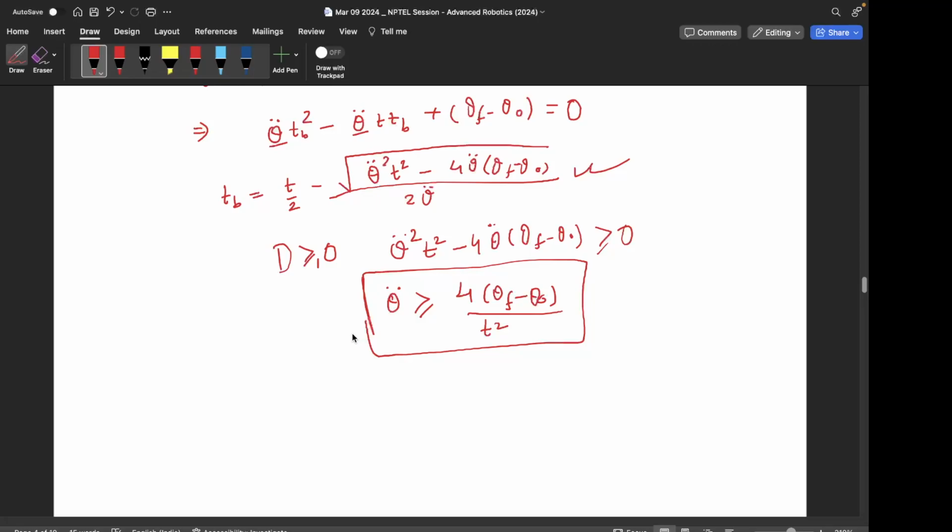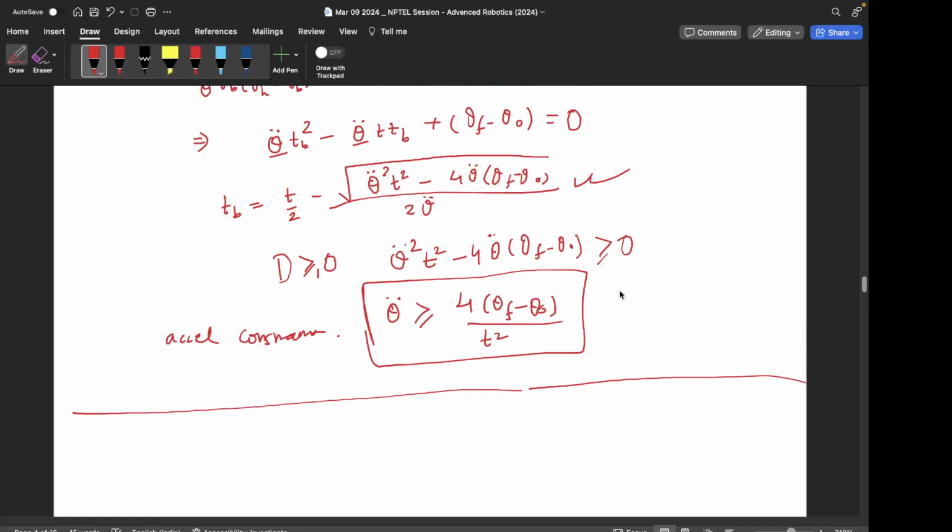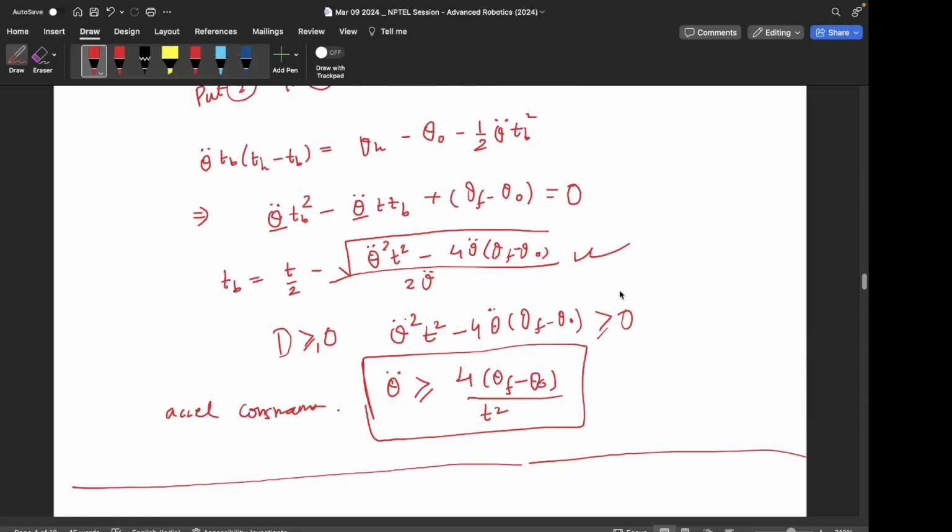Okay, so this is the acceleration constraint. Okay, so that is all about the spline. And any question in the linear spline with parabolic blends?